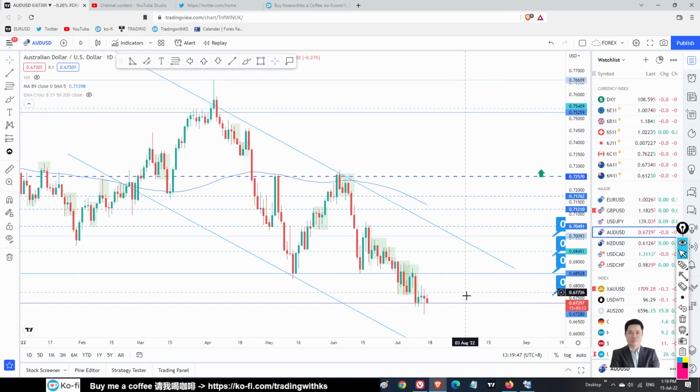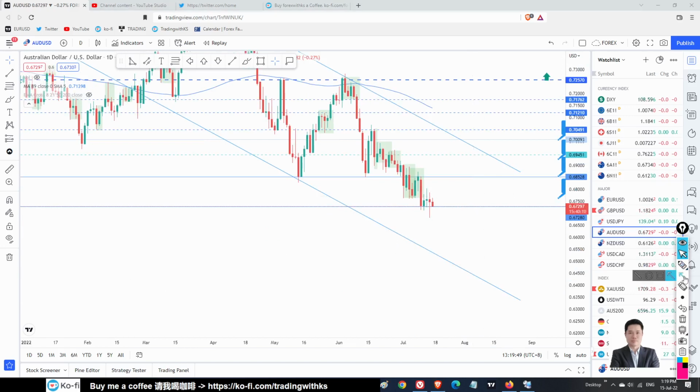Why am I saying the price is starting to go sideways? You see, the price always closes very nearby. All these are the closing points. You see, the close is very near. So when you see all the closing is very near, it is a sideways price action.